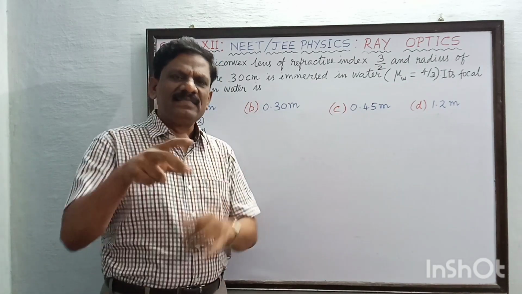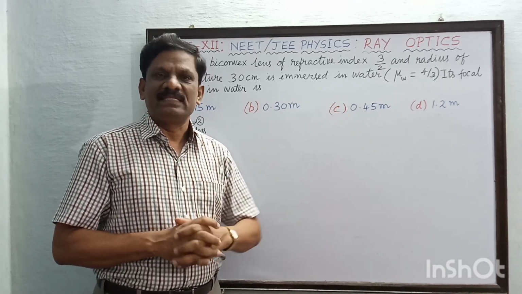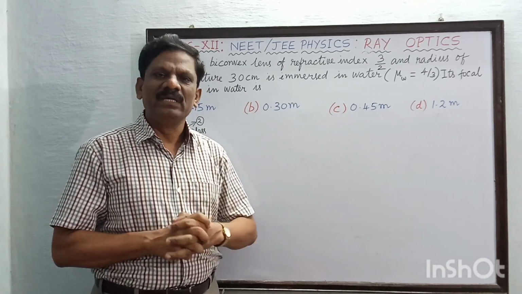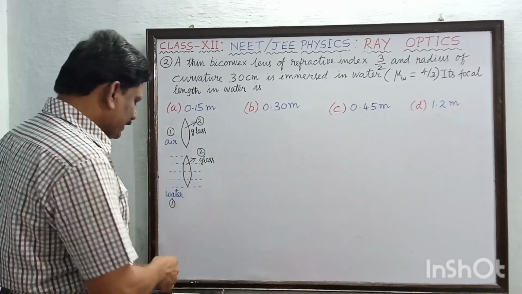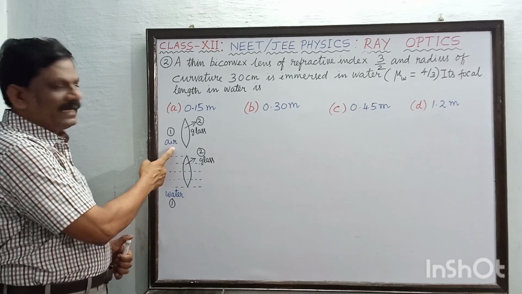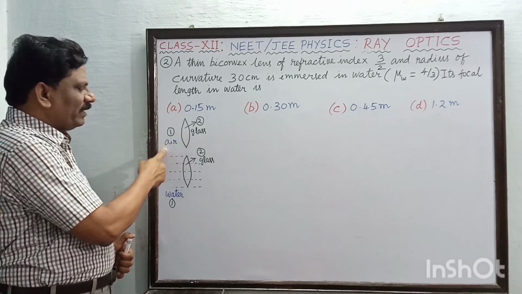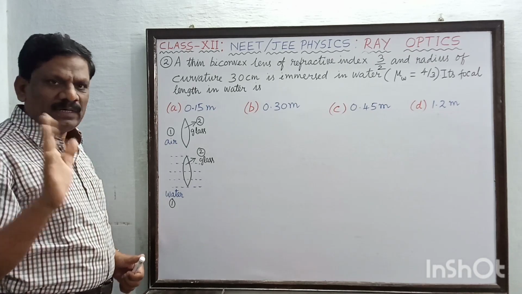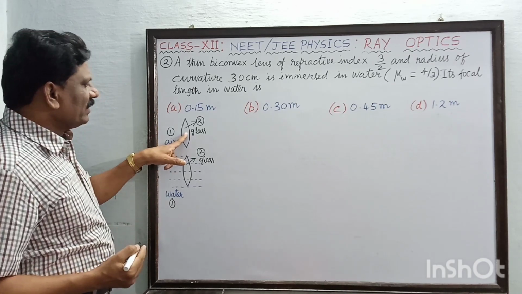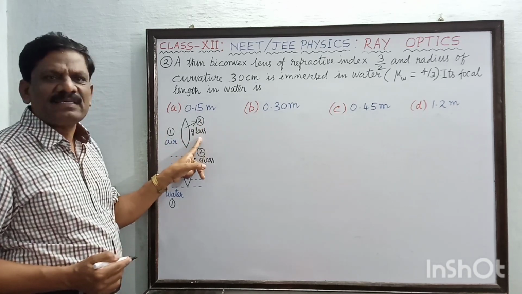When a lens is immersed inside water, its focal length will not be the same. It is going to change. So what is the focal length inside water? We are going to find out. First of all, the first diagram depicts a convex lens placed in air. What will be the situation when the lens is placed in air? The first medium is air, the second medium is glass.